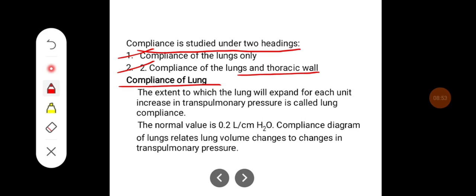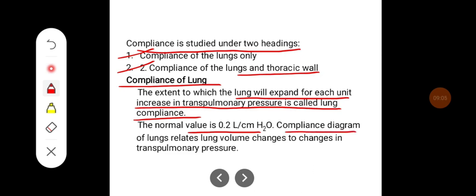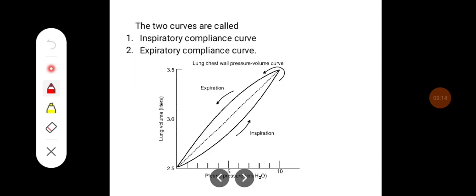Compliance of the lung. The extent to which the lung will expand for each unit increase in transpulmonary pressure is called lung compliance. The normal value is 0.2 liters per centimeter of water. The compliance diagram of the lung relates lung volume changes to changes in transpulmonary pressure. There are two curves in this diagram: the inspiratory compliance curve and the expiratory compliance curve.